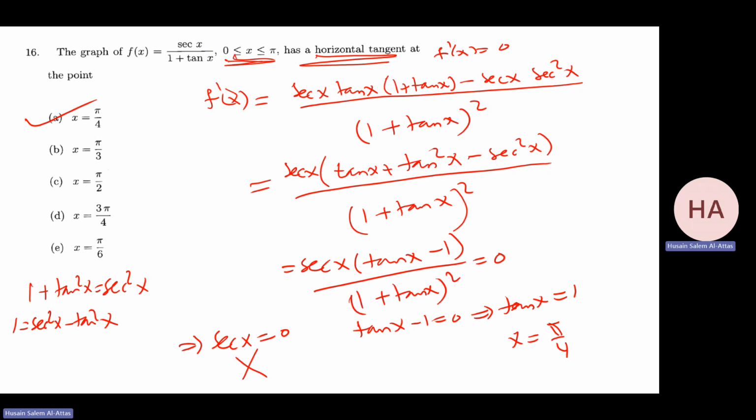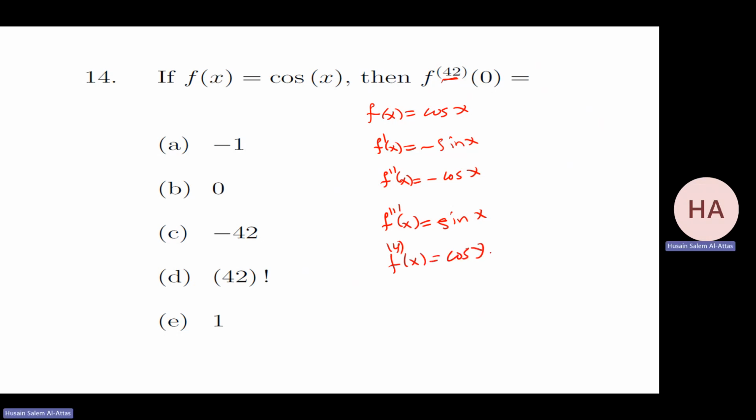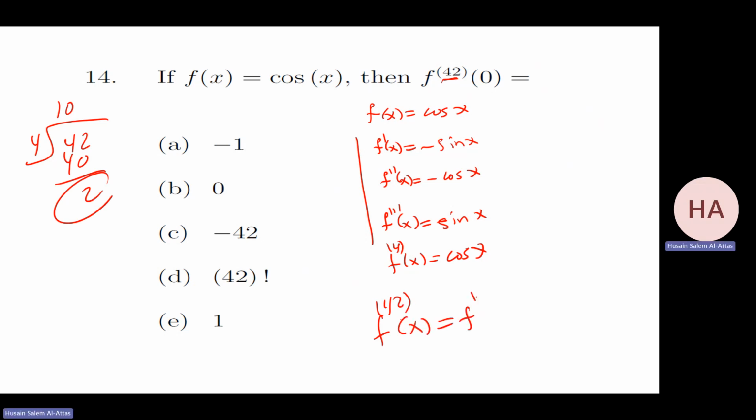Maybe if you convert it to sine and cosine it will be easier. Yeah, f of x equals cosine x, you want to find the 42nd derivative of this at 0. You need to notice for sine and cosine, I need this in the next problem too. For cosine, f prime is minus sine. Second is minus cosine. Third is sine. Fourth is cosine. So every 4, I return back to cosine. So we check 42 divided by 4, which is 10, 40, gives me remainder 2. So the 42nd derivative is the same as the second derivative, which is minus cosine x.